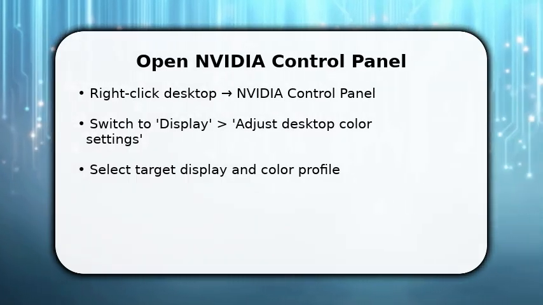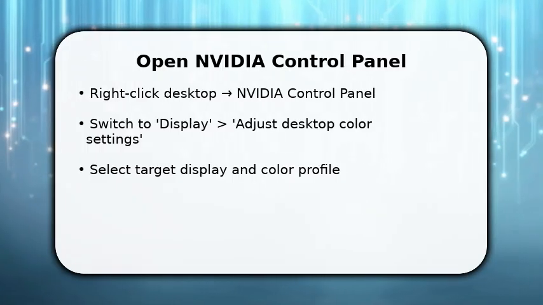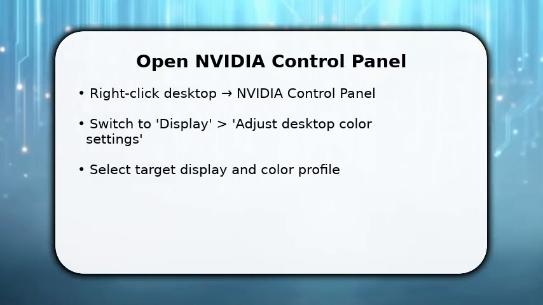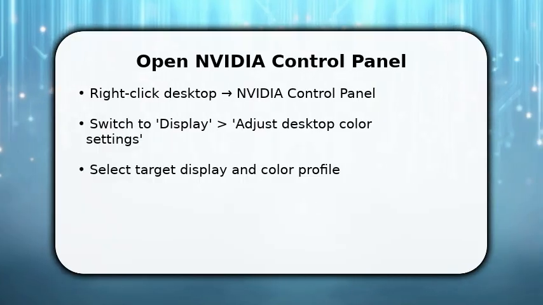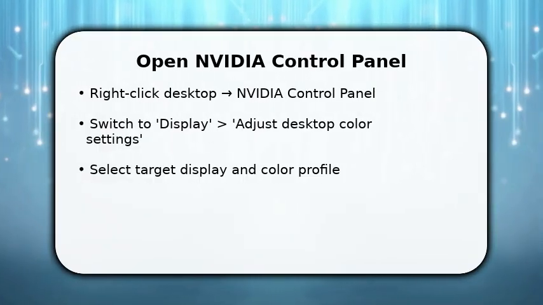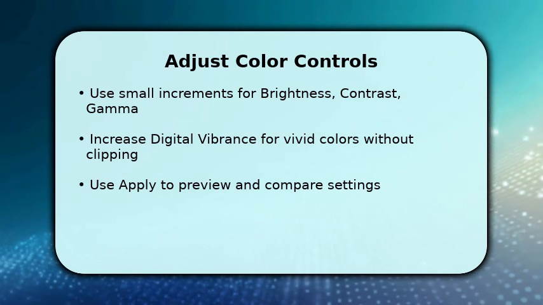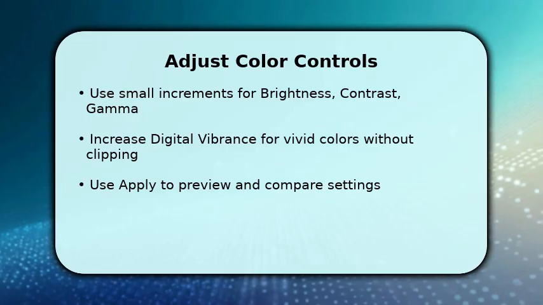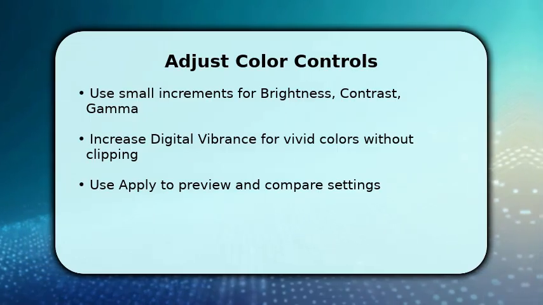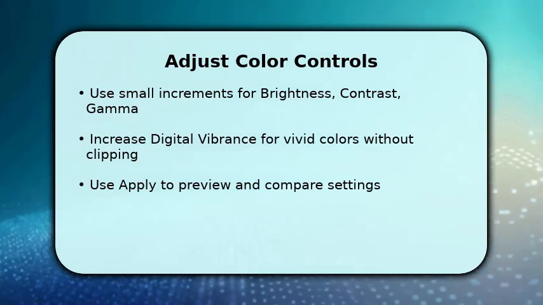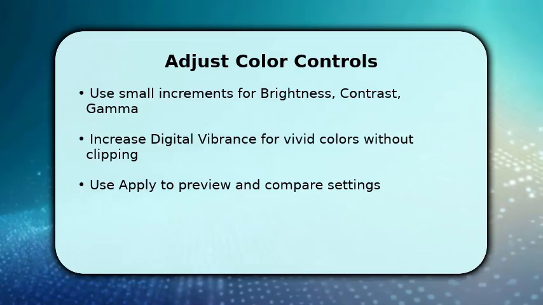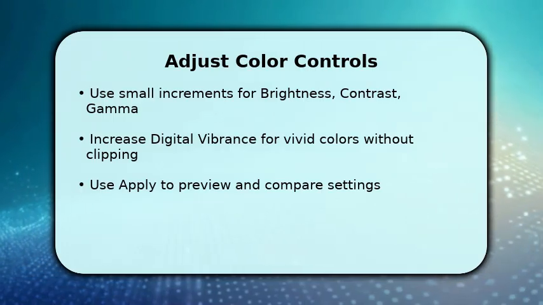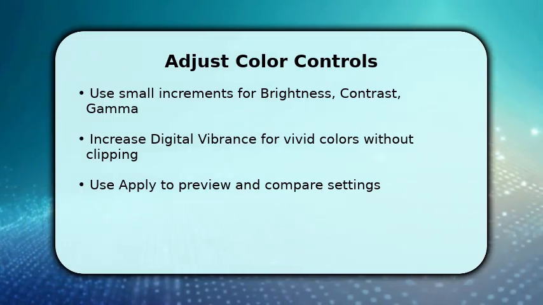You will see options for brightness, contrast, gamma, digital vibrance, and hue. Use them in small steps so you can compare before and after. You now adjust individual controls to reach the look you want. Start with gamma for midtones, then tweak brightness and contrast to preserve shadow and highlight detail. Once you have a base, raise digital vibrance slightly to boost perceived color saturation without altering color balance.